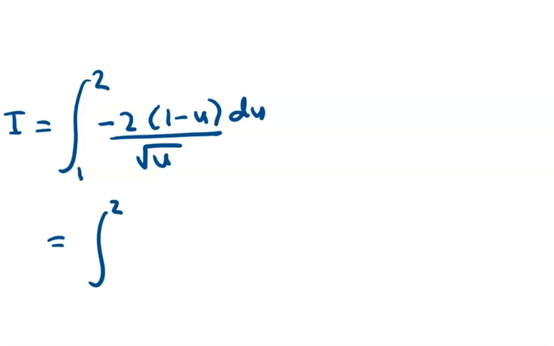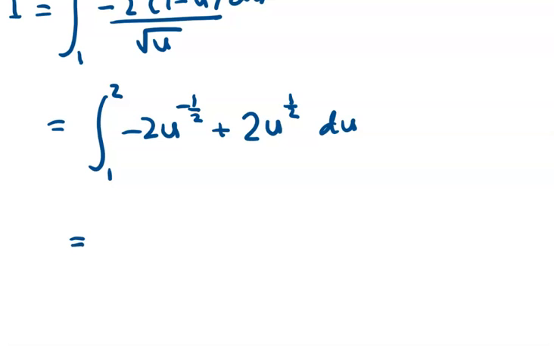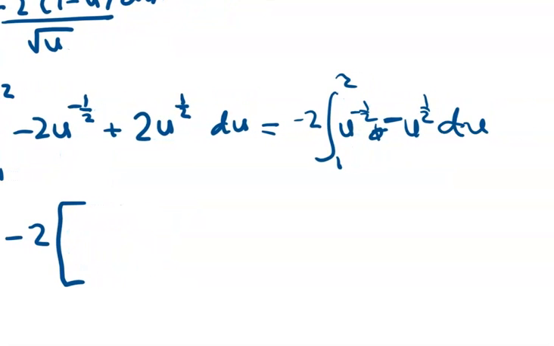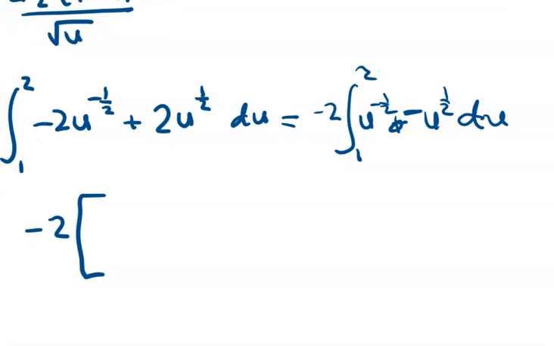All right, so I'm going to now rewrite that with fractional powers, and I get negative 2u to the negative 1/2 plus 2u to the power of 1/2 du. And it would make sense to pull that negative 2. I should have kept that negative 2 out the front to start with. So integrating now, let's just do that in here. So I've got negative 2 times the integral of u to the negative 1/2 minus u to the 1/2 du. Okay, so it usually is easier to just whoosh that constant out the front.